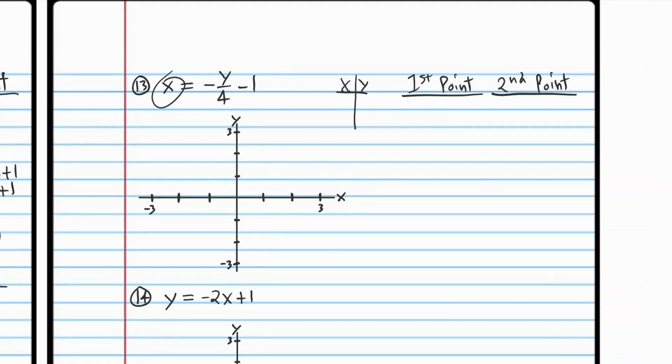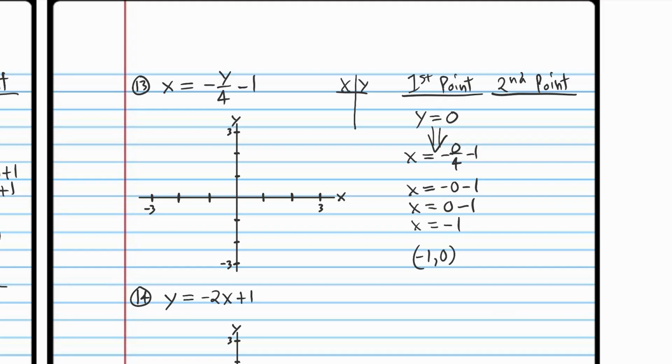Alright, so x is isolated, so we should plug in the y value first. Let's say y is equal to 0. Then x is equal to -0 over 4 minus 1. 0 over 4 is equal to 0. And -0, that's really just 0. And 0 minus 1 is -1. So the point is -1, 0. So that's here.